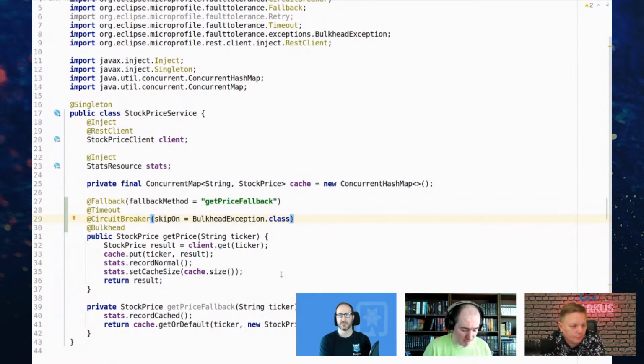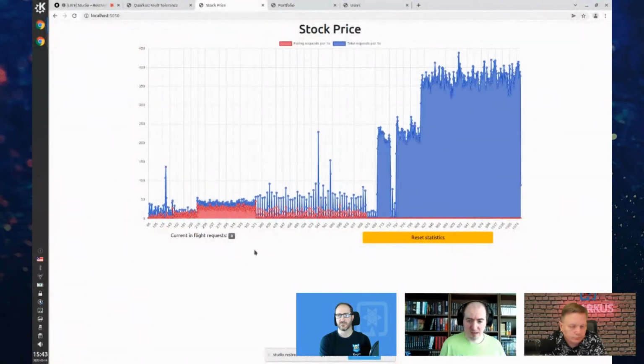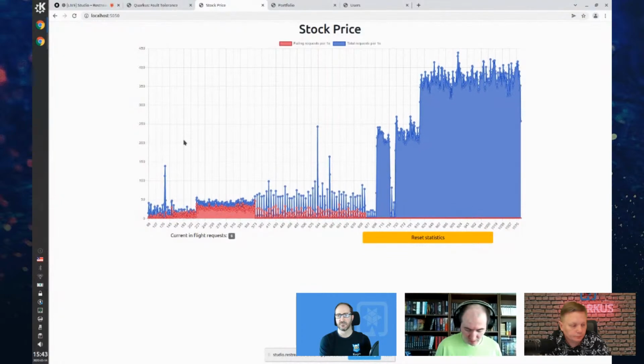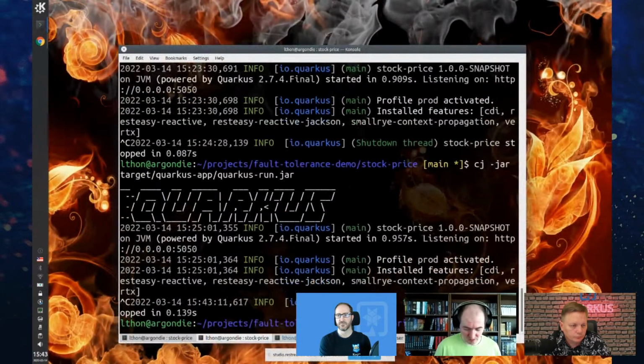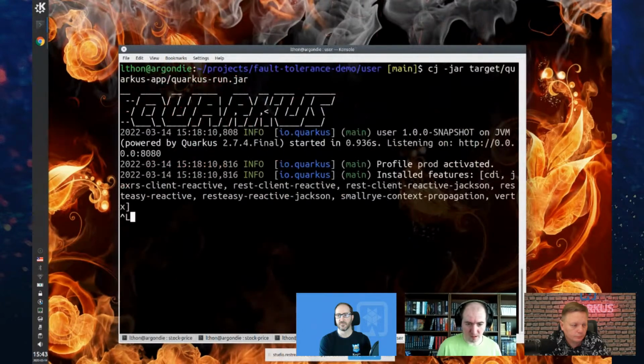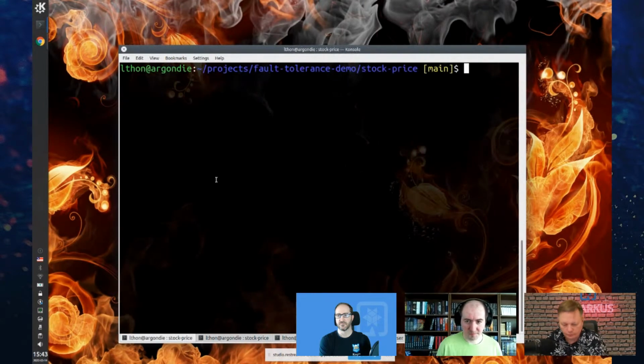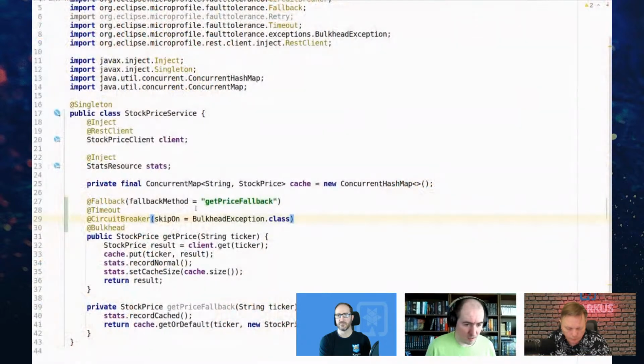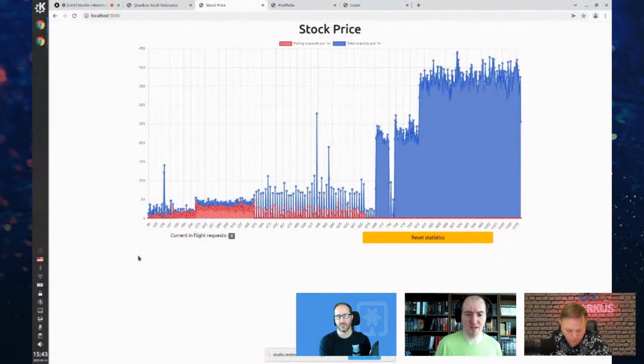Right. Yeah. So there's one other thing I wanted to show. Let me just stop all these for now, and I will just remove this. So I've shown here the four basic strategies that we have, which are fallback, timeout, circuit breaker, and bulkhead. There's one more, which is called retry, and that I'm gonna show on a slightly different example.